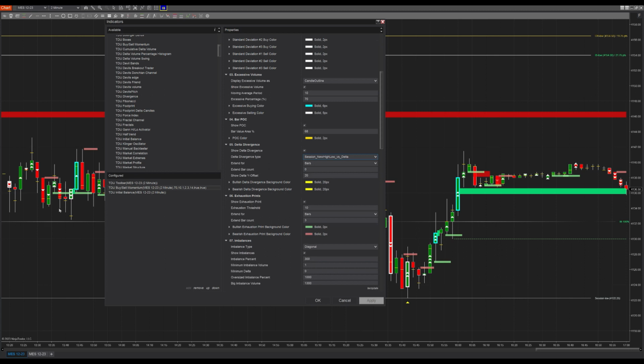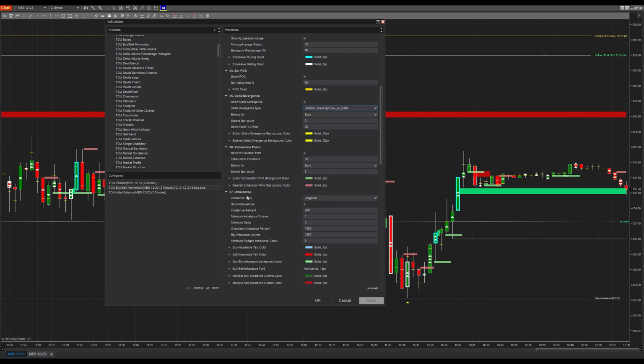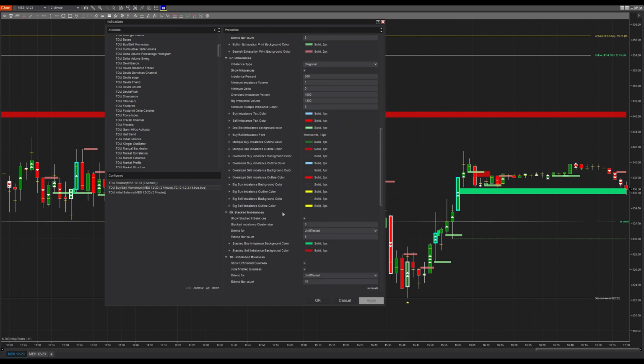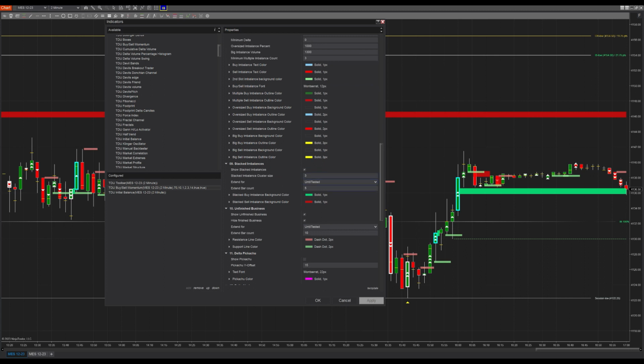Here's the exhaustion prints. We talked about an unfinished auction, right? So if the market's going up, you'd like to see those exhaustion prints at the low. The imbalances here, it's a 3 to 1. Got stacked imbalances, here they are, right? I extend them until tested or broken. You can do number of bars until broken or until tested. I prefer until tested because I know the market often will come back and there's likely to be support or resistance there as a function of the fact that there was aggressive buying or selling there, so much so that it left a stacked imbalance.